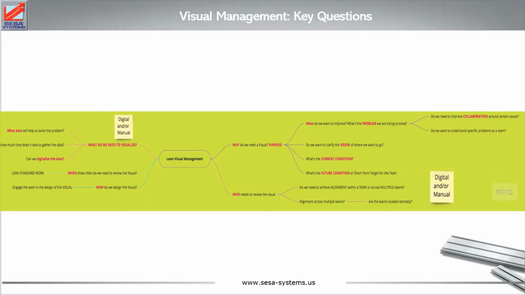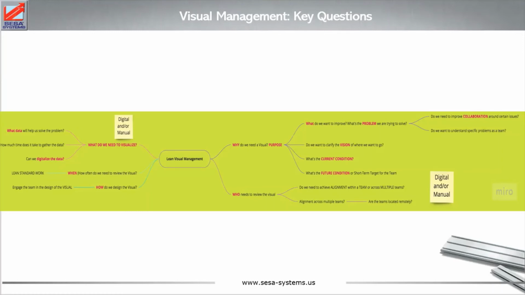The other aspect that you want to start thinking about is when and how often you want to review the visuals. And that's combined with something we call the lean standard work, or the leader's standard work. As Jabril mentioned, in some manufacturing sites, people have meetings that are 5 to 15 minutes long.